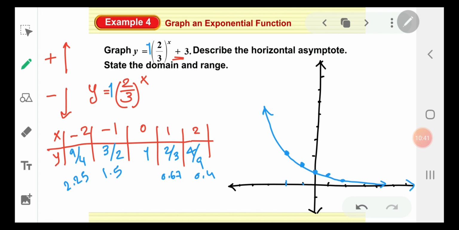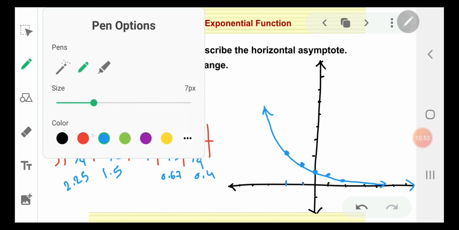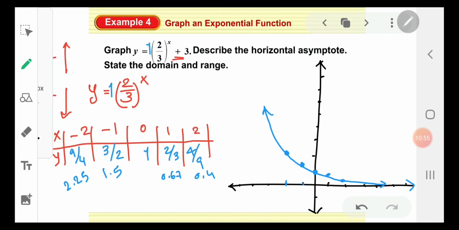Now I'm going to translate everything 3 units. As a guide for you, I would prefer to start by shifting the asymptote itself 3 units. This asymptote, I'm going to use another color, the red one. This asymptote is going to be shifted 1, 2, 3 units. Here is your new asymptote, which is y equals 3.